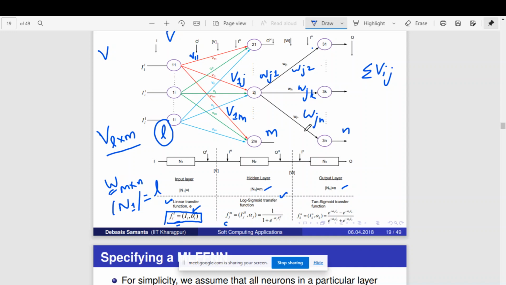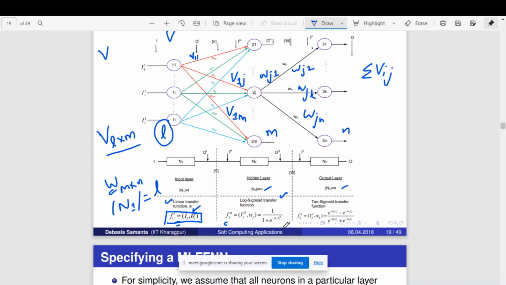What a sigmoid function does, we have learned previously. Basically it will smoothen the signal. So it will give a value between 0 and 1, or minus 1 and plus 1. Let us assume it gives a value between 0 and 1. Please remember all these things because this is a bit lengthy topic.